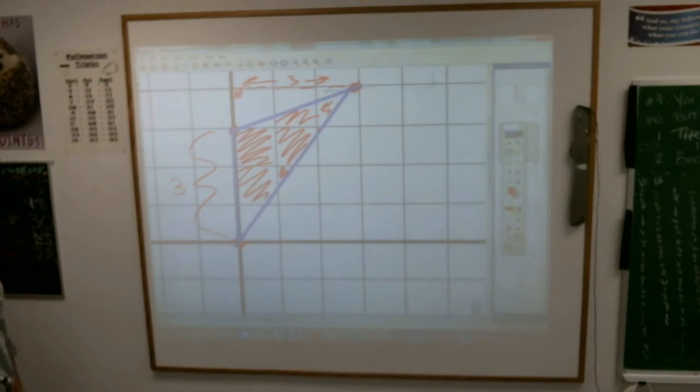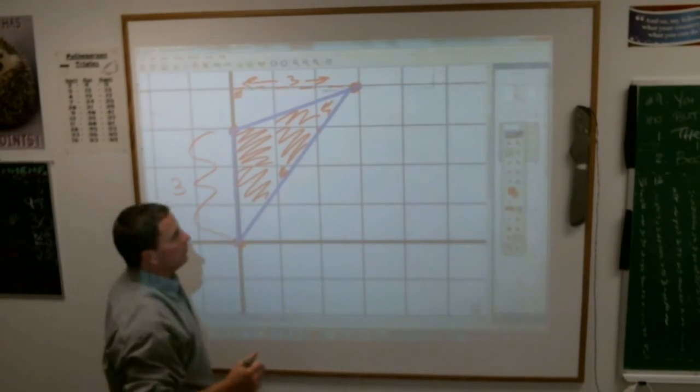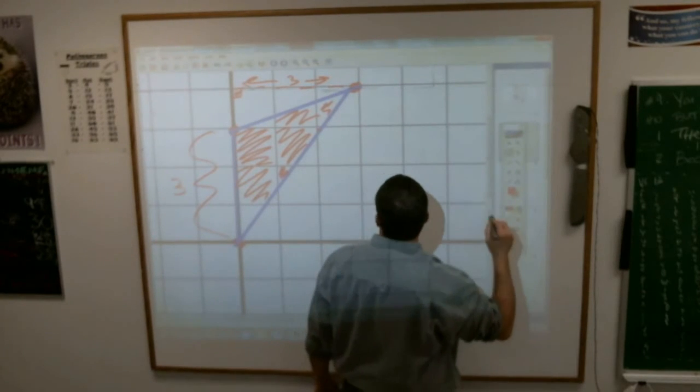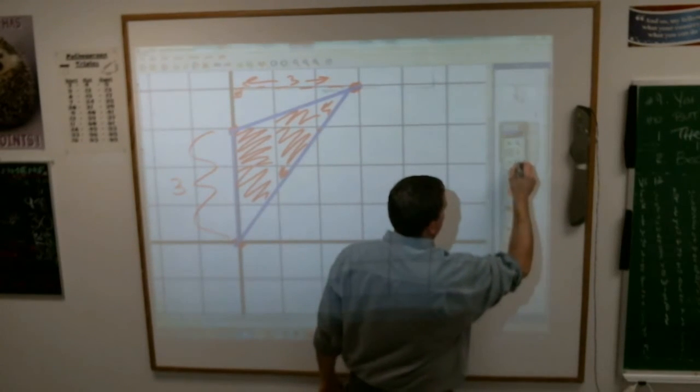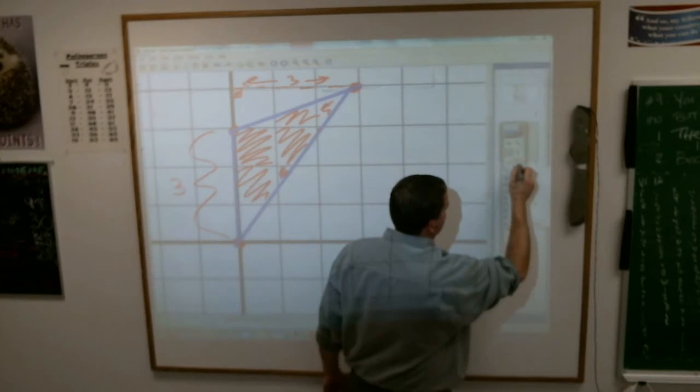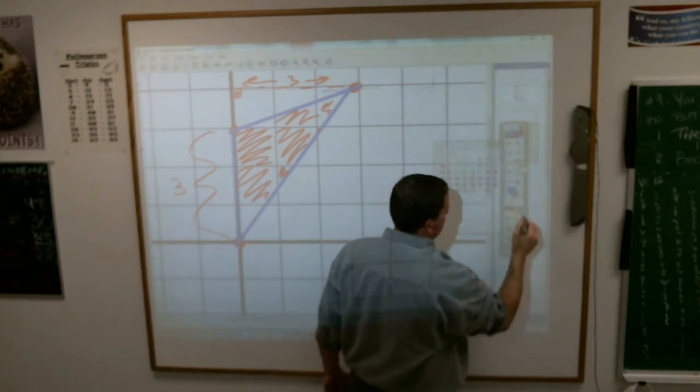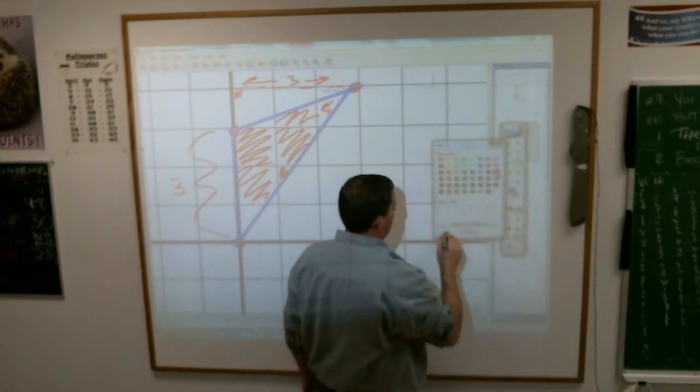Wait, there is one way. Okay, do you want a homework or do you want me to prove this? No, you just are trying to get out of it. Here's how we'll prove it. I will prove this. I'm going to make this purple.